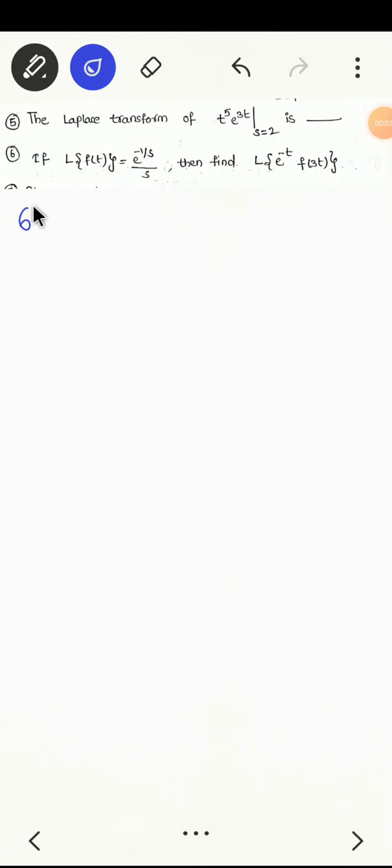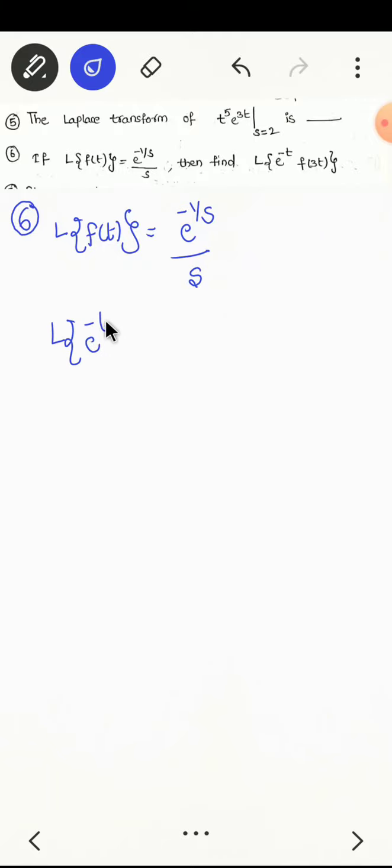Start problem number 6, which is related to the third property which we were discussing, that is change of scale property. They are saying Laplace of some function, if we do Laplace of that function we are getting e raised to power minus 1 by s, and they are asking us to find out Laplace of e raised to power minus t f of 3t.